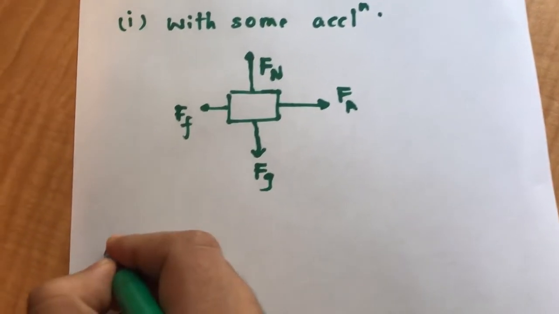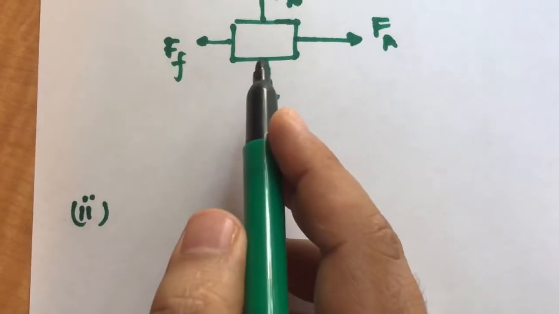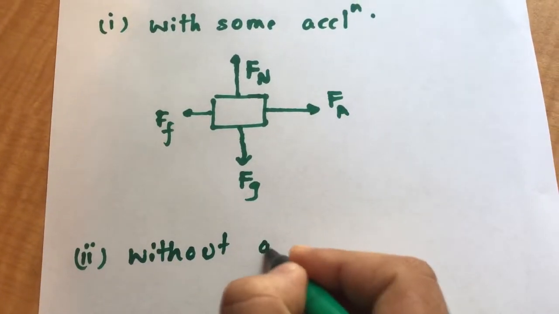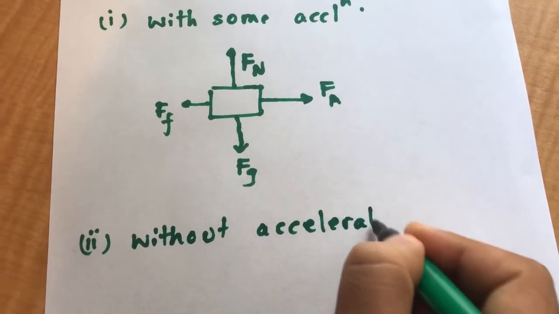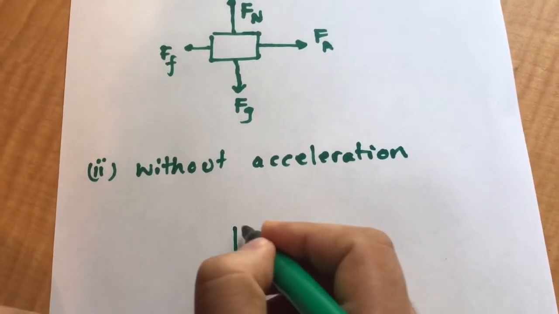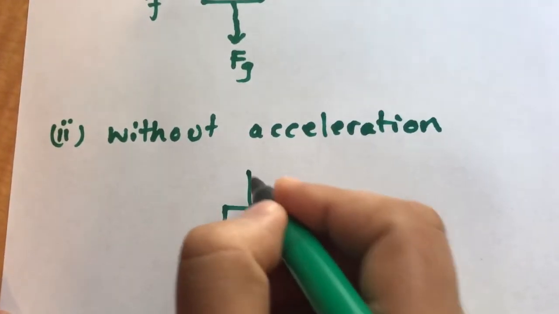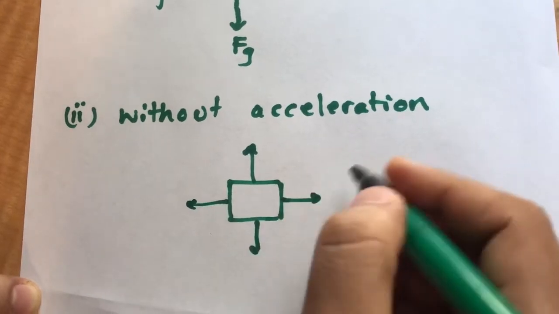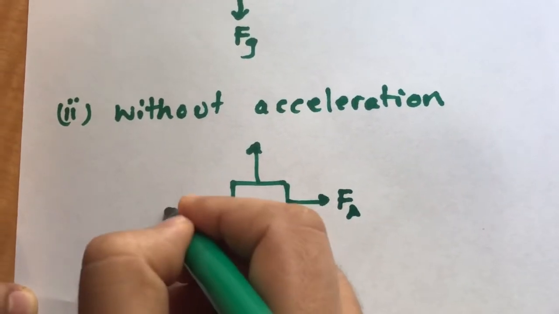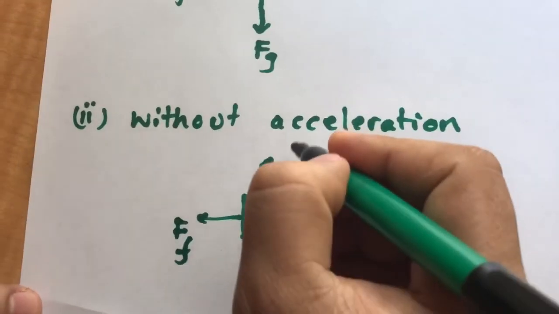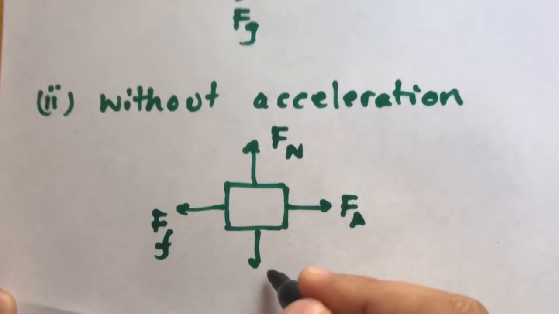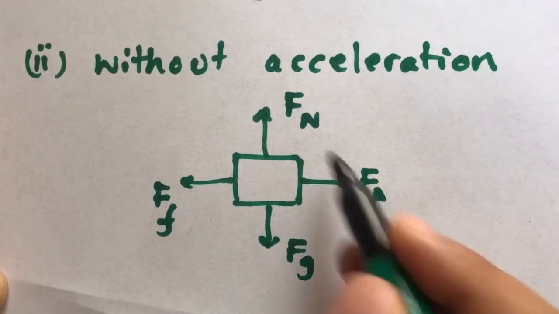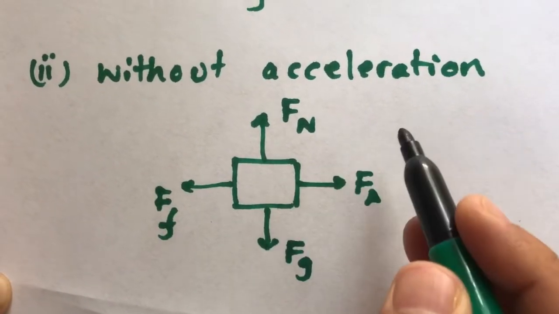So next example, if the object moves without acceleration, the existing forces will be the same, except this time there will be no net force. So applied force should have exactly the same magnitude as frictional force. So Fn will have exactly the same magnitude as Fz. So as you can see over here, there is no net force, hence no acceleration.